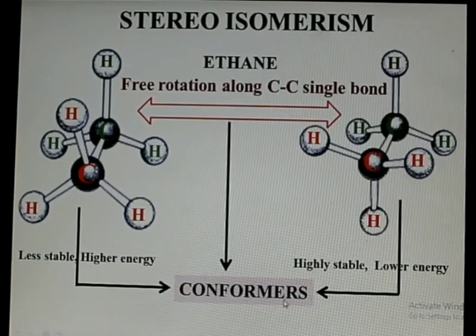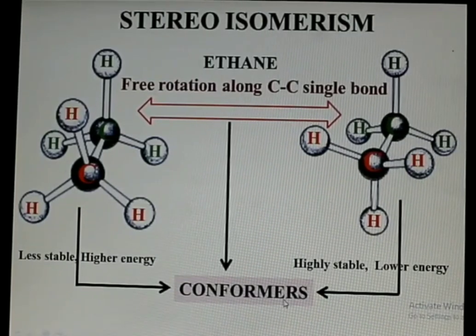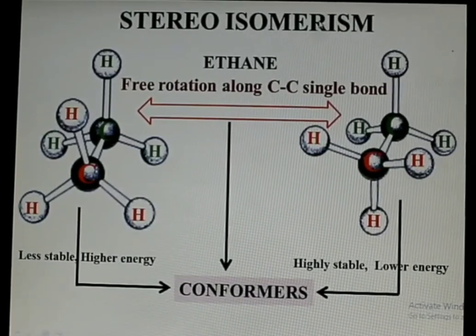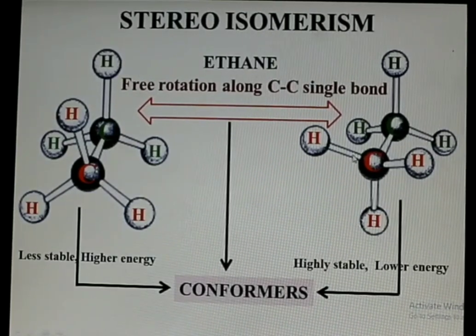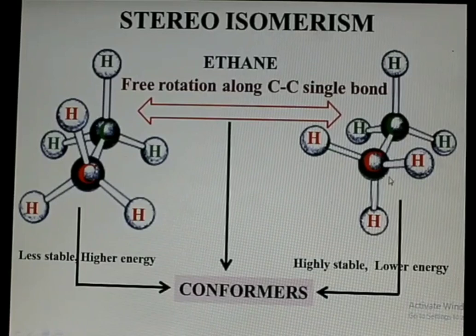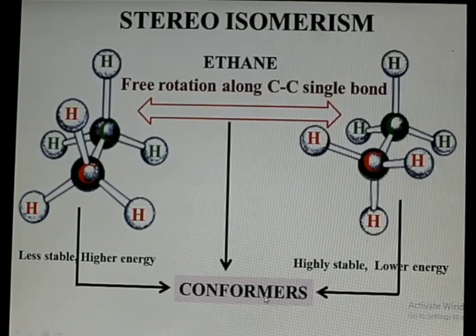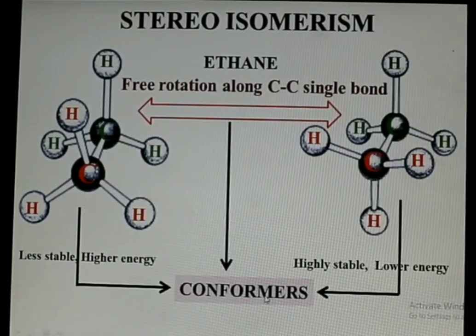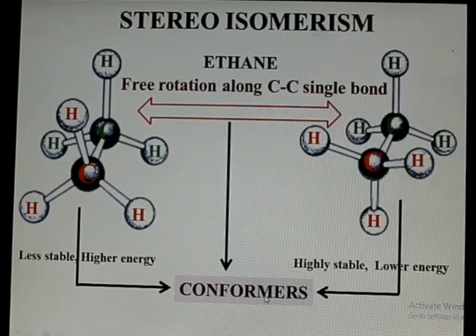Conformers. So what are conformers? Conformers are stereoisomers. We are dealing with stereoisomerism, right? So conformers are stereoisomers obtained by the free rotation along a carbon-carbon single bond. If you get stereoisomers simply by rotating a carbon-carbon single bond, those isomers are called conformers.